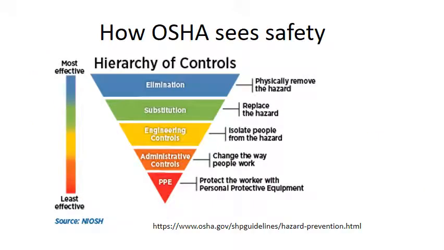Okay, this little diagram shows how OSHA sees safety. Even though they are primarily concerned with safety in the workplace, it also applies to schools. And you can see the most effective is elimination, going to substitution, then engineering controls, administrative controls, and then down to personal protective equipment. This can apply to schools, and I'll explain how you can design your safety program around this.